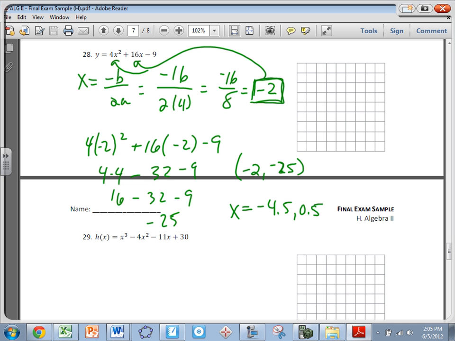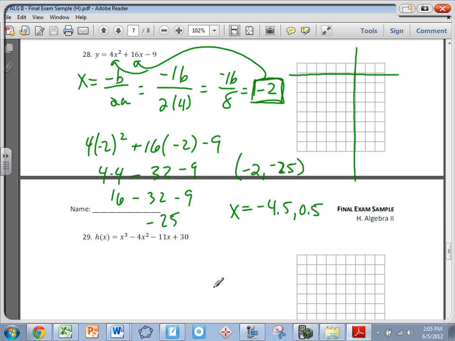So right away I have to think to myself, my vertex is down at negative 25. So my y-axis is going to really extend downward. So I'm going to go like this now. And then I'm going to shift my graph over a little bit because I know that the axis of symmetry is going to be at negative 2.